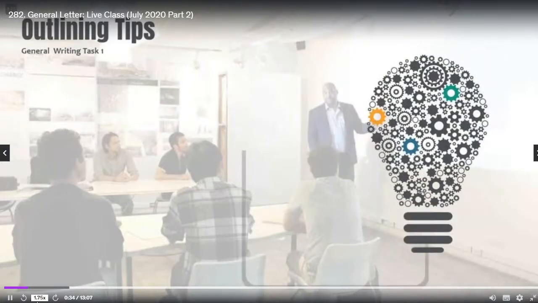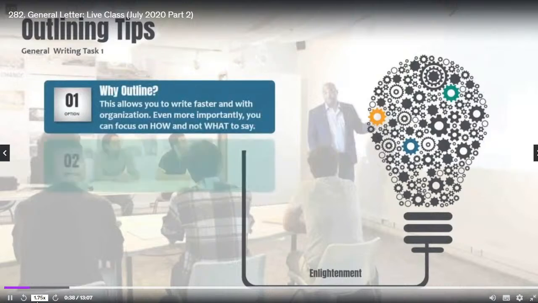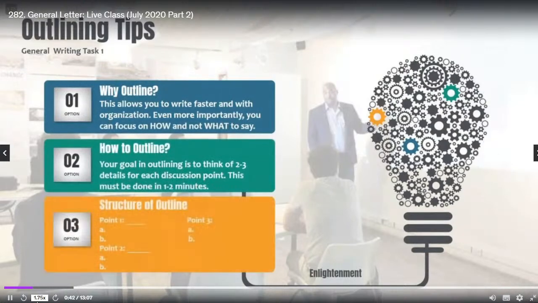So when you're outlining, these are some things to keep in mind. Number one, why do you do an outline? It allows you to write faster and build better organization. I think outlining is one of the most important things you can do, whether you're writing a general letter or you're writing task number 2, because outlining allows you to focus on how to say something and not what to say. When you're focused on how to express an idea, that allows you to focus on the sentence types and sentence structures that you're writing. That's what gets you a better grade.